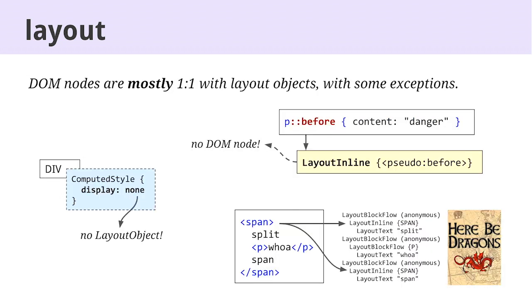DOM nodes are roughly one-to-one with layout objects, with a few exceptions. So for example, if you set display none on a node, then it doesn't create a layout object. And sometimes you can have a layout object with no node. And it's even possible in strange cases for a node to have more than one layout object. So we sometimes talk about DOM nodes and layout objects as if they have a direct correspondence, but just be aware that you can't always assume that's the case.